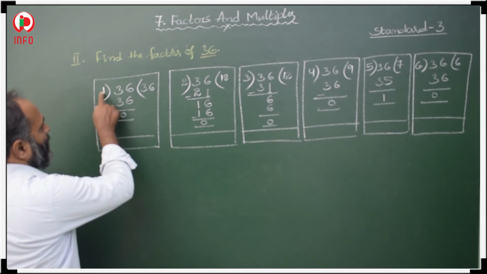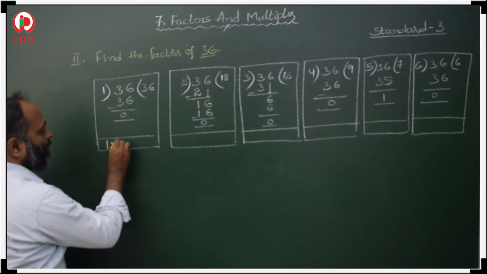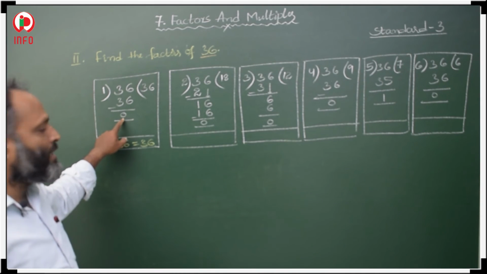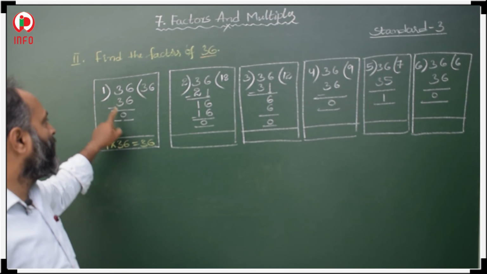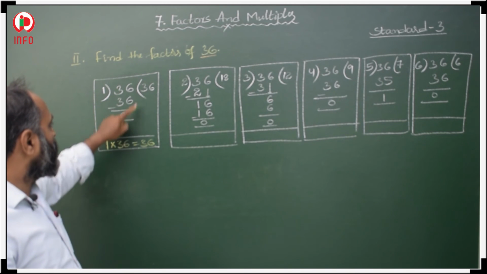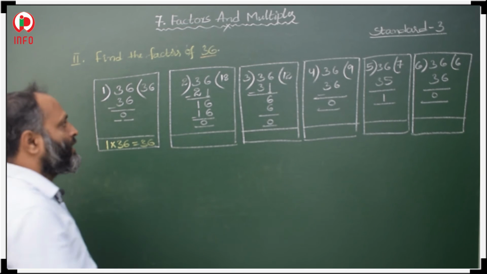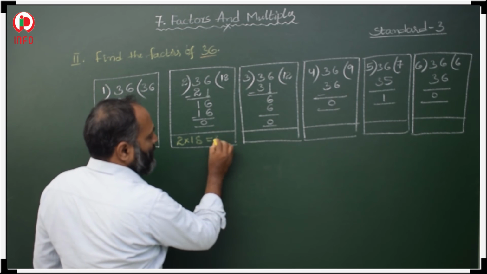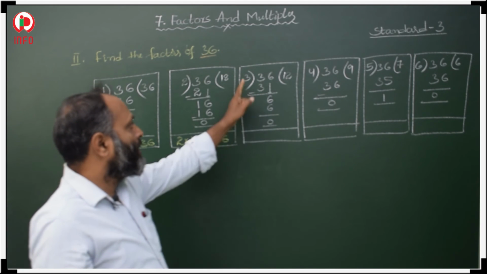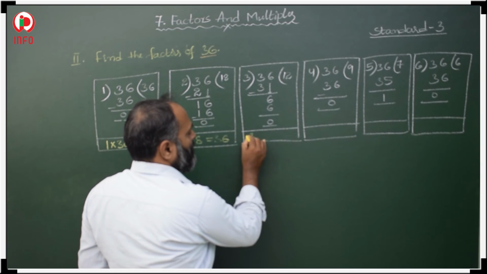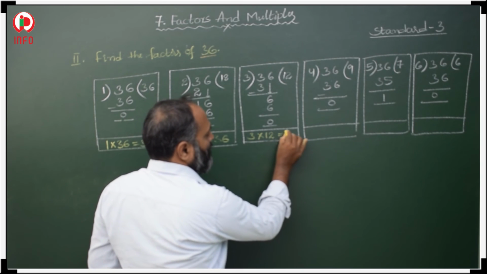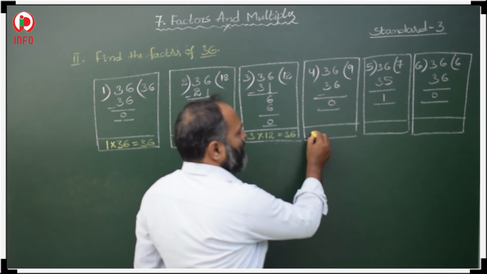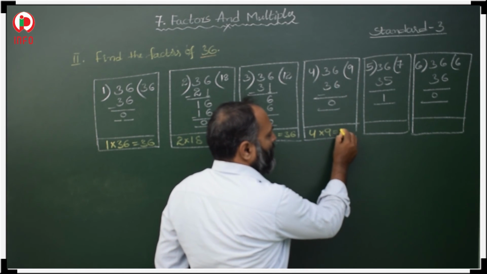Then 1 36s are 36. When remainder is 0, then what is the formula? Dividend is equal to divisor into quotient. So in the same way, 2 18s are 36. 3 12s are 36. 4 9s are 36.